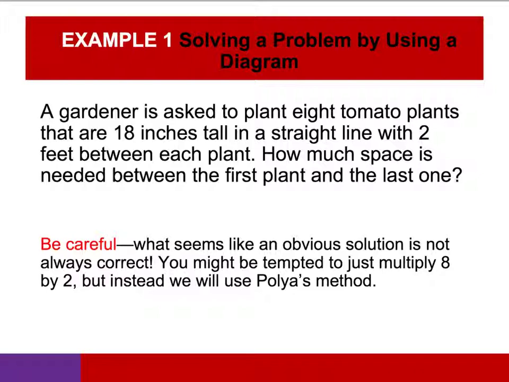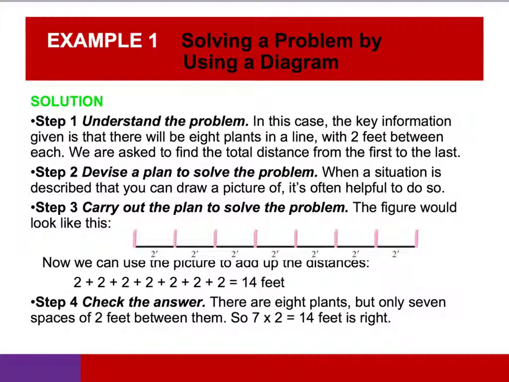Alright, now the hint there, be careful. What seems to be an obvious solution is not always correct. You might be tempted to just multiply 2 by it, but instead we're going to use Polya's method. So step 1, understand the problem. In this case, the key information given there is that there's 8 plants in a line with 2 feet between each. Alright, so the fact that they're 18 inches tall does not matter.